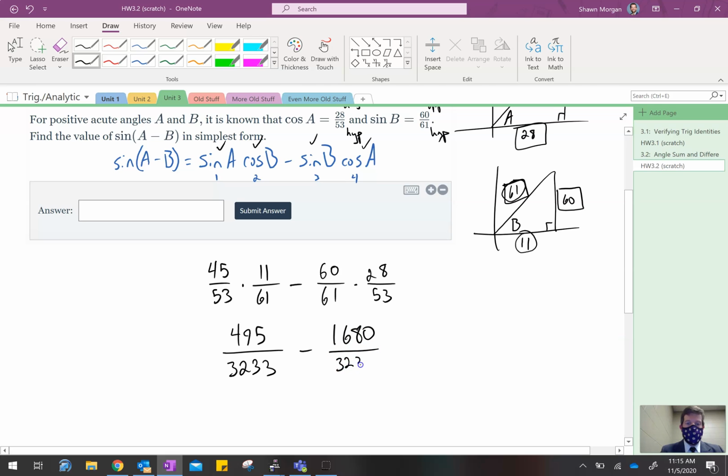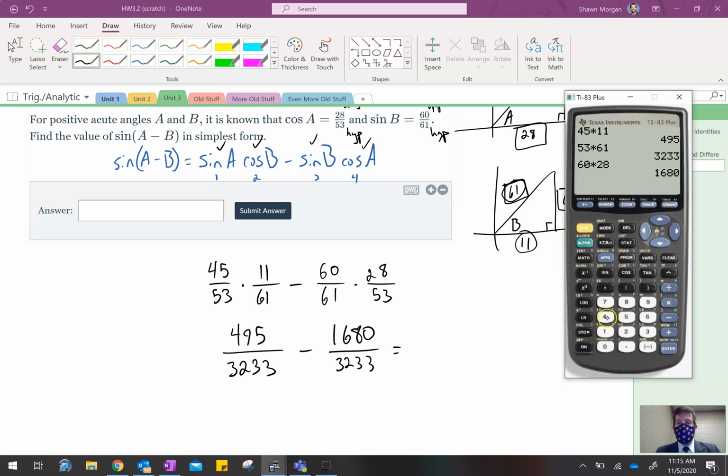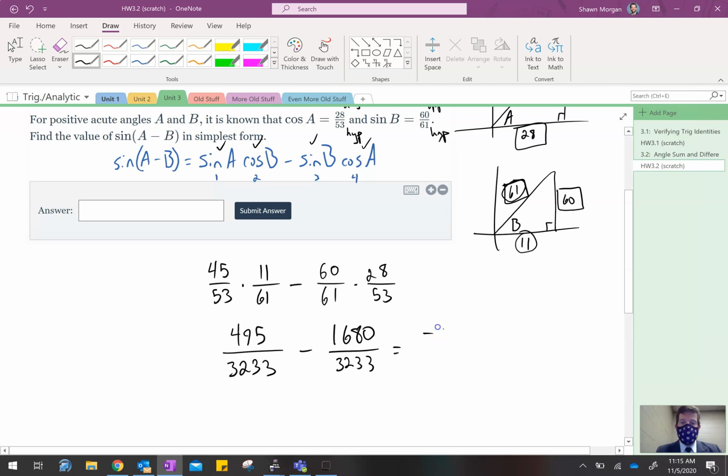That's 3233. And as I mentioned in class yesterday, if we've done our work correctly, the denominators will already be matched up. So all we have to do is subtract. So we have 495 minus 1680, and we wind up with negative 1185 over 3233. That's going to be my final answer.